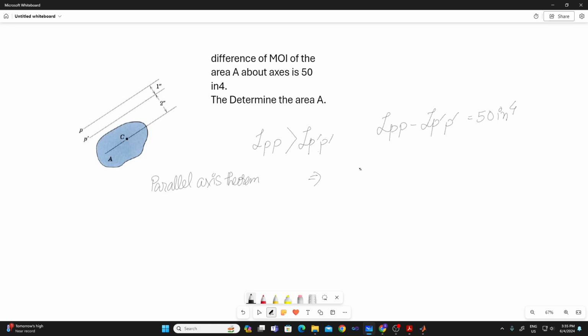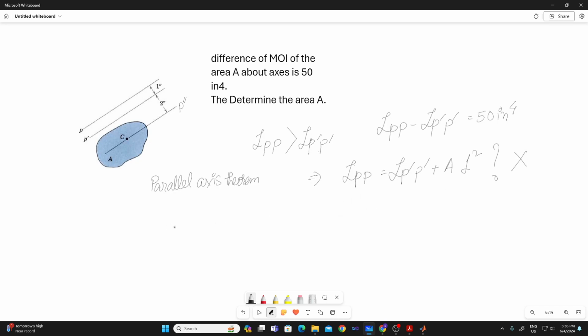But does that mean I PP equals I P prime P prime plus A times 1 squared? Is that expression correct? No, sir. So what is the correct expression? To start with, assume the axis parallel to P or P prime, P double prime, that passes through the centroid. So this is not correct. This is absolutely not correct.